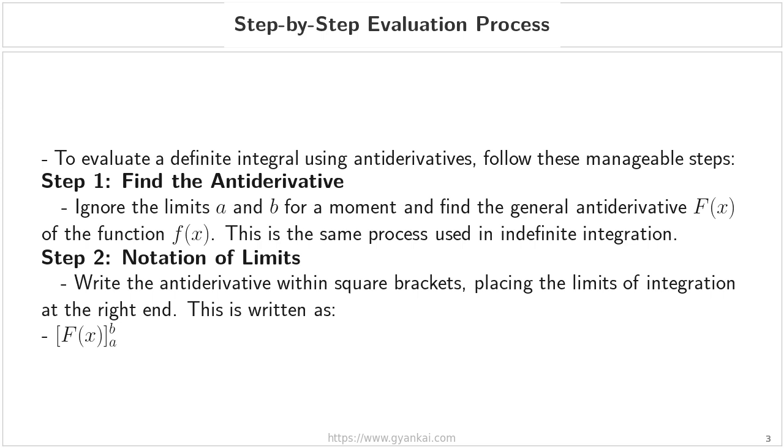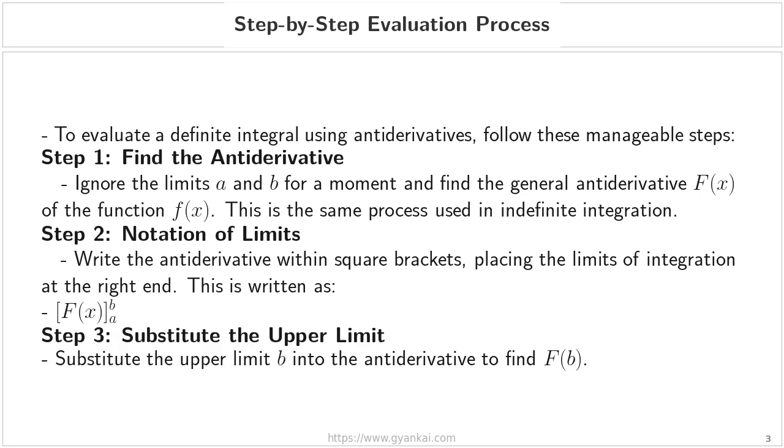F of x with a subscript a and a superscript b, we write it as F of x evaluated from a to b. This notation is just a shorthand way of telling us we're going to evaluate the antiderivative at the upper and lower limits and find the difference. Step 3. Substitute the upper limit.